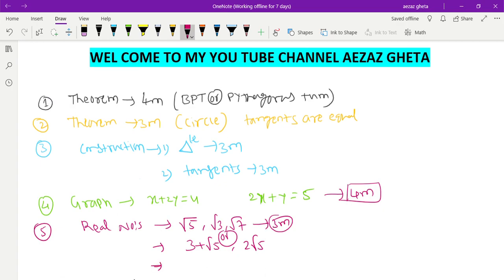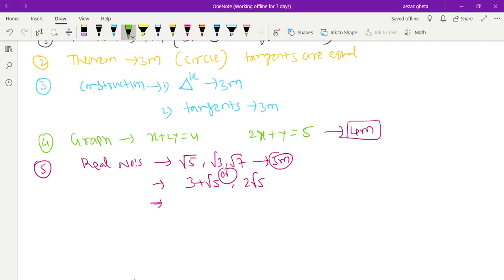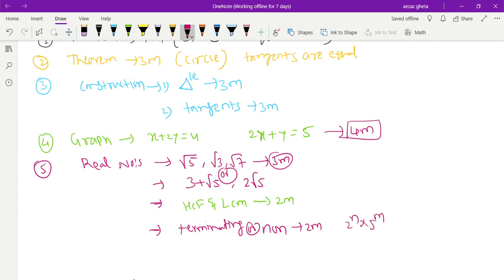Or one more question can come from this: find HCF and LCM. This one question will come and is very easy, using the Euclid division lemma method or the prime factorization method. And even a question can come based on terminating or non-terminating decimals. Based on that, the denominator q should be in the form of 2 power n into 5 power n, so that question can come.